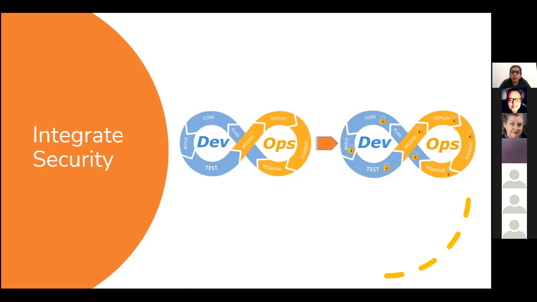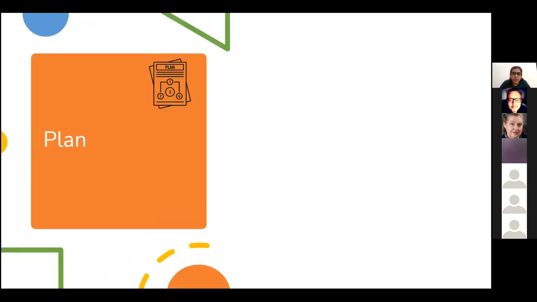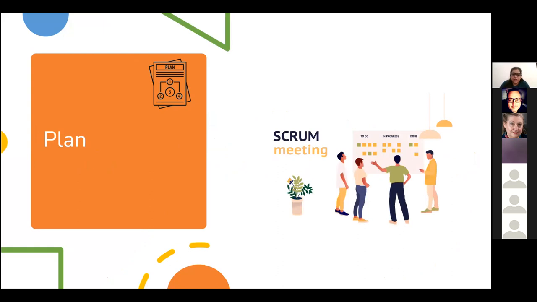Let's see how at each and every phase of this DevOps loop we can integrate security. First comes the planning. To integrate security into the planning phase, we need to integrate security into the sprint plannings and the review meetings, all the scrum meetings. We need to consider the security user stories earlier in the sprints.